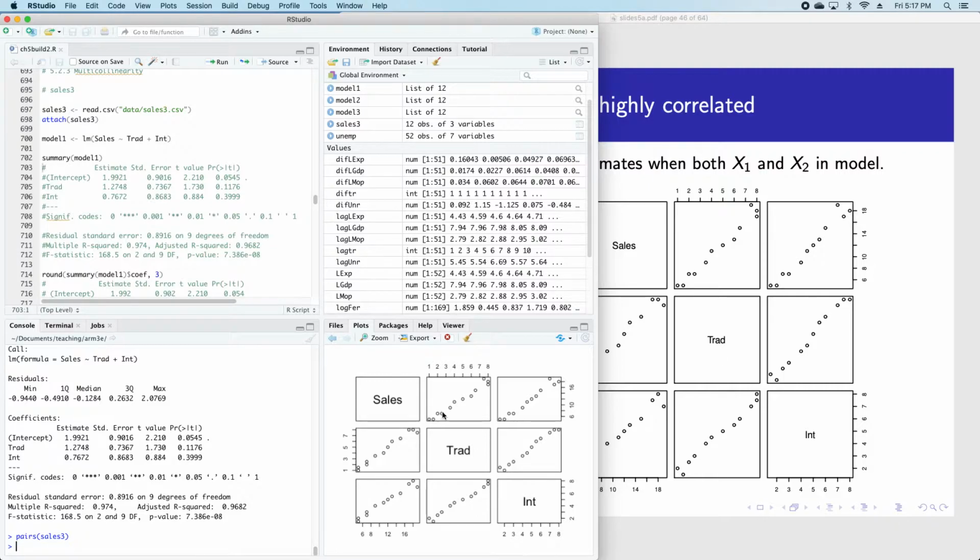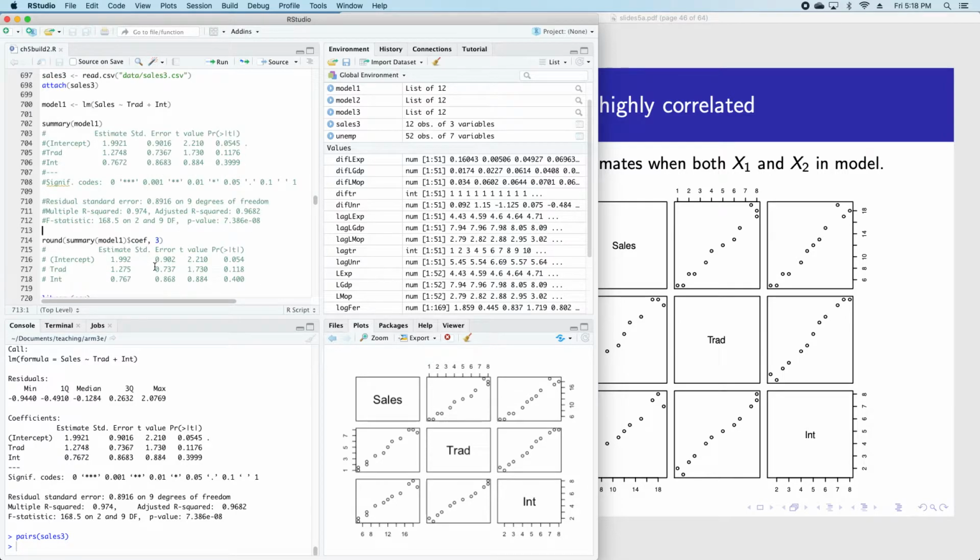You can see there's a very strong correlation between all pairs of variables. In particular, this scatterplot here is traditional advertising on the vertical axis, internet advertising on the horizontal axis. There's a very strong correlation between those two predictors. And so this is a very clear sign of a potential multicollinearity problem.